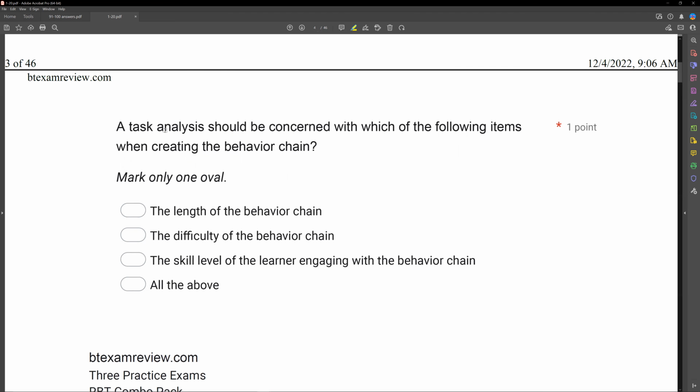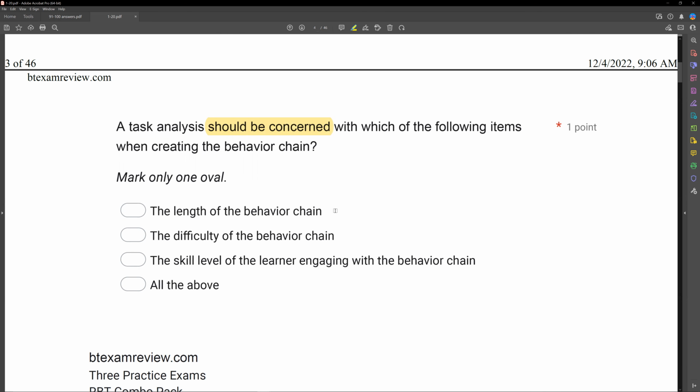Easy enough. Now, the question is asking about when using a task analysis, what should we be concerned with when creating a behavior chain? Should we be concerned with A, the length of the behavior chain? Well, sure. We don't want it too short where there's not enough steps, but we don't want it 50 steps, right? We don't want it extremely long. So we need to determine what is the proper length of that chain. B, the difficulty of the behavior chain. Well, absolutely. Too easy, and we might not actually teach the skill. Too hard, and we'll never teach the skill.